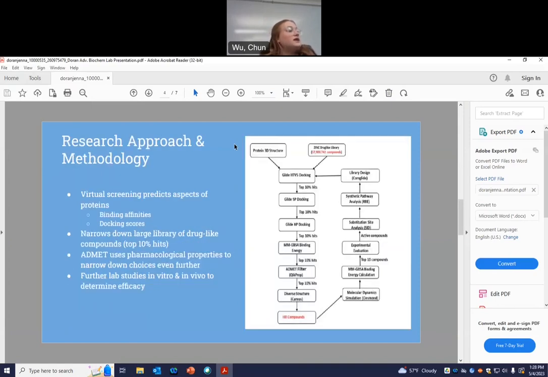So the methodology: virtual screening is able to predict aspects of proteins like binding affinities and docking scores. It's able to narrow down a large library of drug-like compounds by their top percent hits, which is shown in the workflow on the screen. ADMET is also widely used with virtual screening, and it uses pharmacological properties like absorption and toxicity to narrow down the choices even further. Further lab studies can be done after virtual screening, such as in vivo and in vitro studies, to determine the efficacy of the drug.